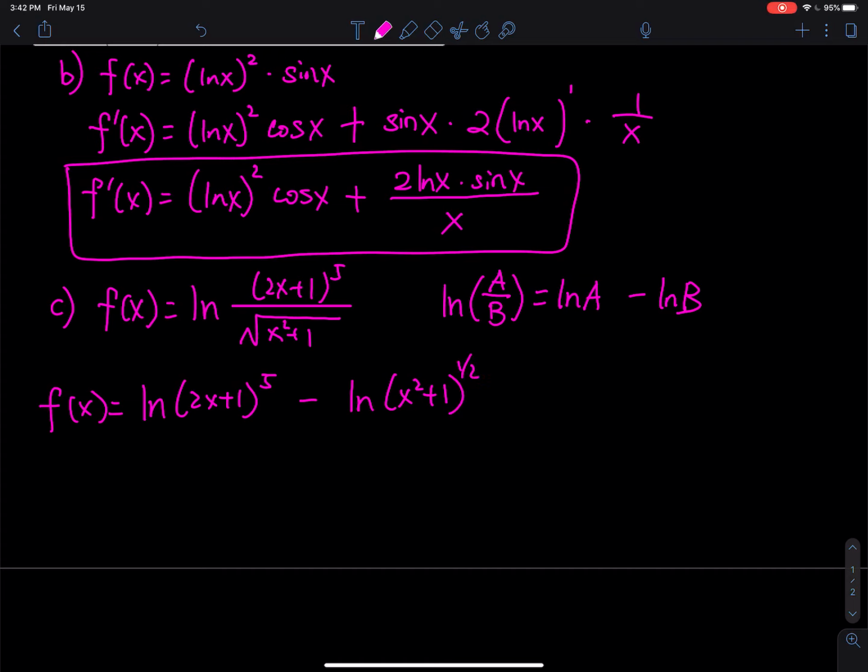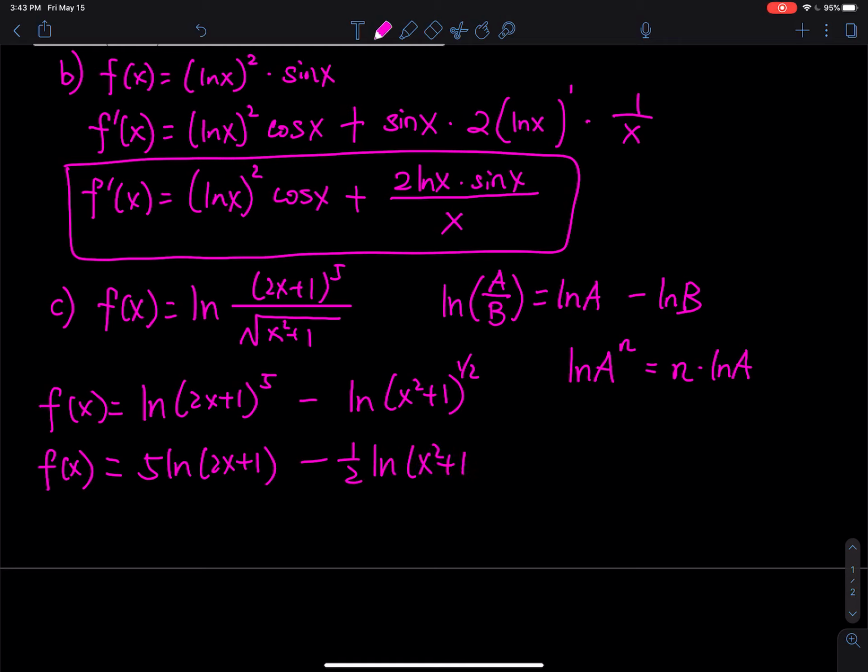Do you also remember there's ln of a raised to the nth power? That is n times ln of a. Remember that? The purpose of learning the ln is that I want to bring the power down. So this one, we bring the power down. So f of x is 5 times ln(2x plus 1), and then minus 1/2 ln(x squared plus 1). That's it. There is no way to simplify this function any further, right? No way. Now we are ready to take the derivative.